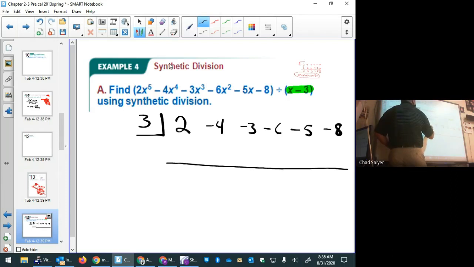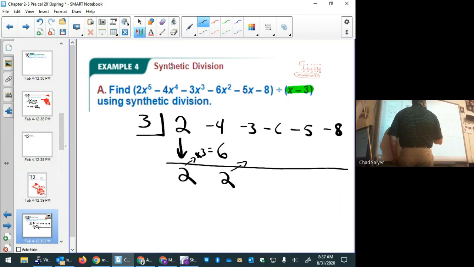Okay, so the first thing we do is bring down that first value into that lower table. So 2 just comes straight down. Now, starting with 2, when we go across, we're going to multiply by our special number. So 2 times 3 is 6. And then we add downward. So negative 4 plus 6 is 2 again. And as we go up here, we're multiplying by 3. So we get 6 again. Whatever this special number is, that's what we multiply by. Negative 3 plus 6 is 3.